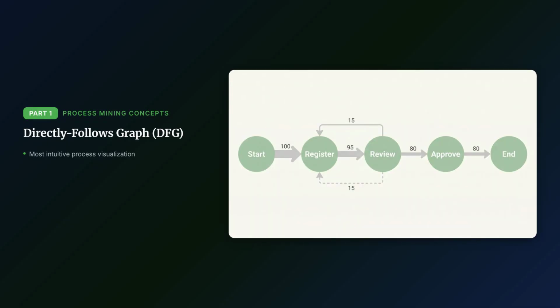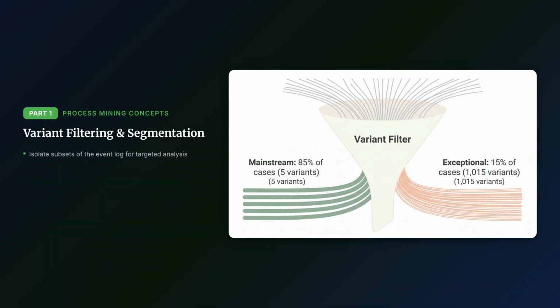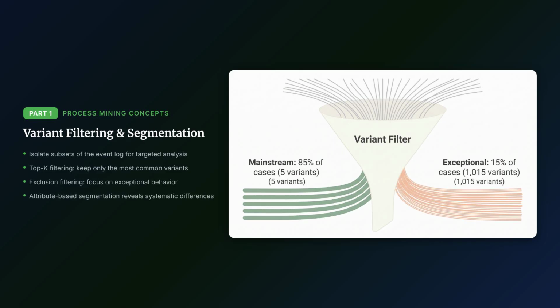A directly follows graph, or DFG, is the most intuitive process visualization. Each node represents an activity. Each edge shows that one activity was directly followed by another, annotated with frequency counts. It provides an immediate overview of the process flow and its branching points. Variant filtering isolates subsets of the event log for targeted analysis. We can keep only the top K most common variants to study the mainstream process, or exclude them to focus on exceptional behavior. Combined with attribute-based segmentation, this reveals where the process diverges and why.